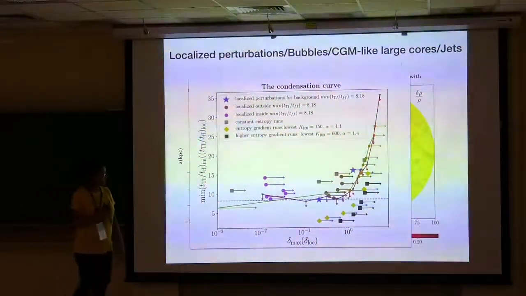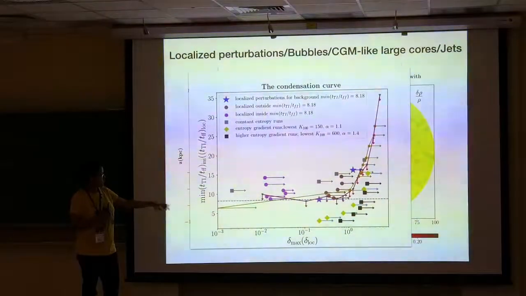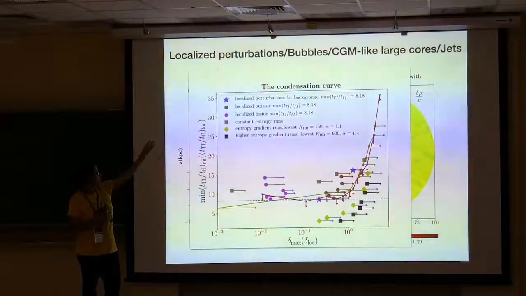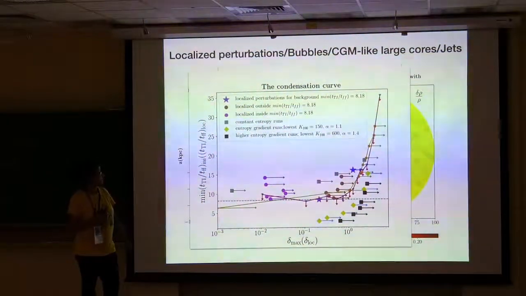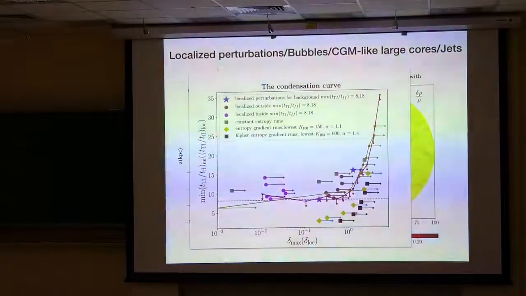Additionally, there is another interesting thing: just like the previous condensation curve, once you go beyond a certain number like 1, delta rho by rho 1, you see that there is no effect of T cool by T ff. You essentially get condensation no matter what, up to 30, 35, 40, I saw till some extent. So there is cold gas no matter what T cool by T ff you have in the background. So basically, with large density perturbation, you do not need to worry about T cool by T ff at all.